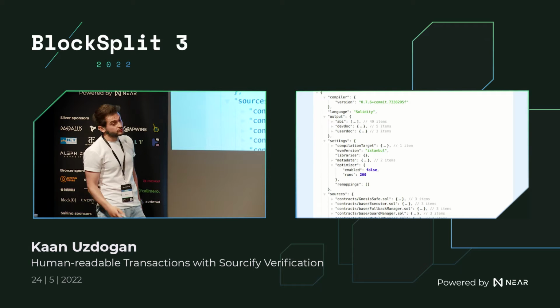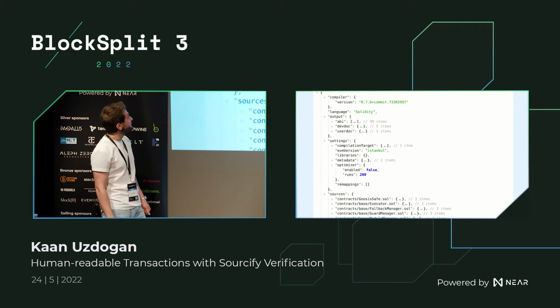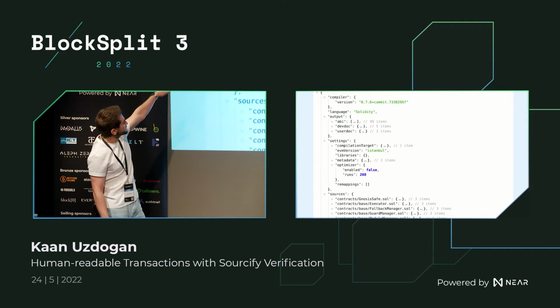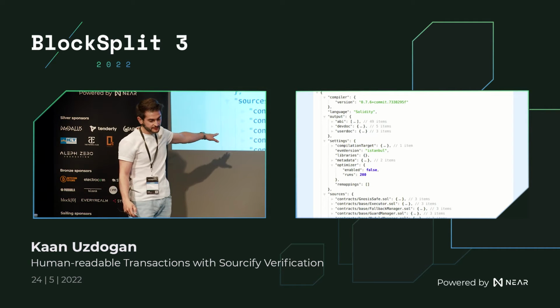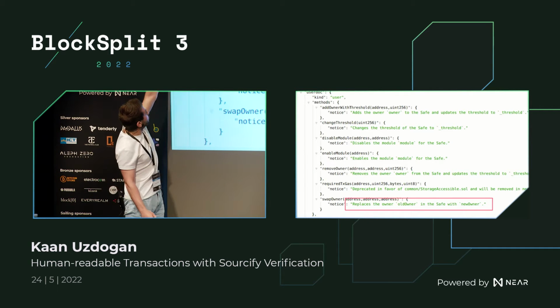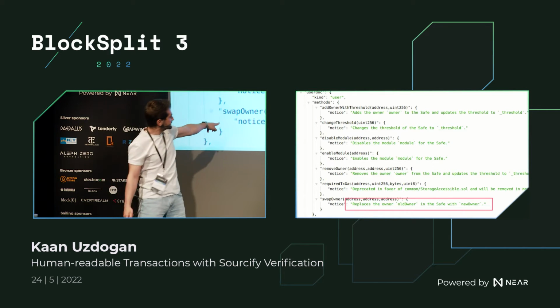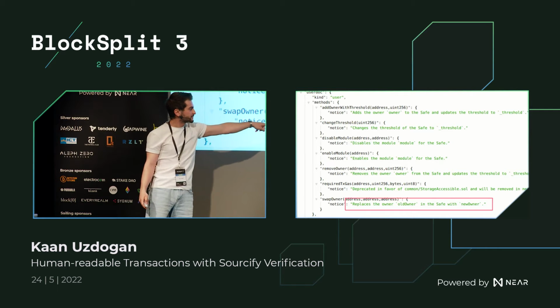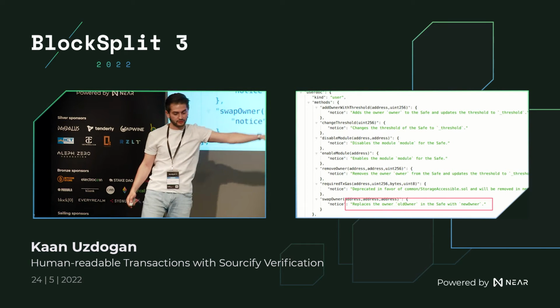And the file looks like this. As I said, it's a JSON file. You have the compiler, the output settings, compilation settings, and the sources. And there we have the user doc and dev doc. We found it. And if we open the user doc, then we can see the swap owner user documentation replaces the old owner and the new owner.